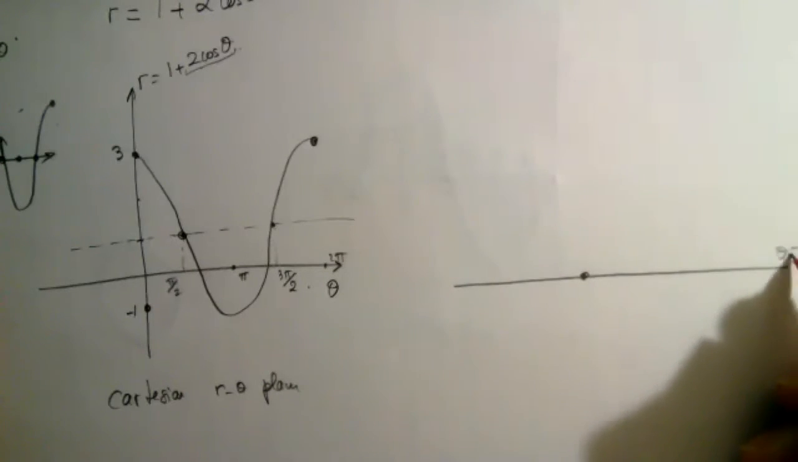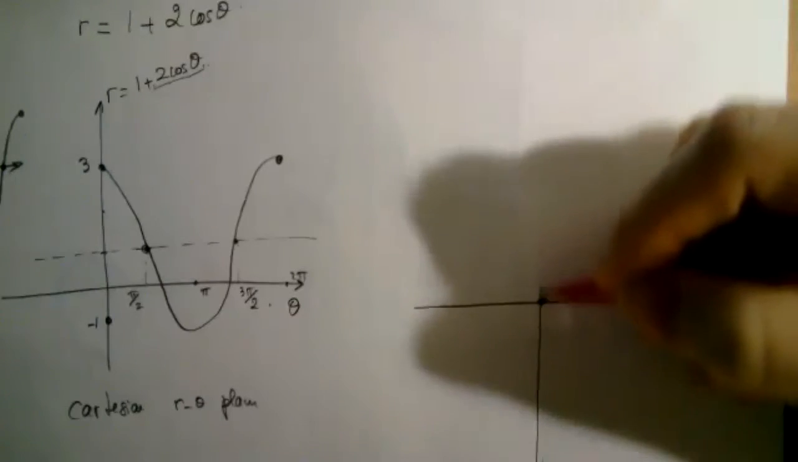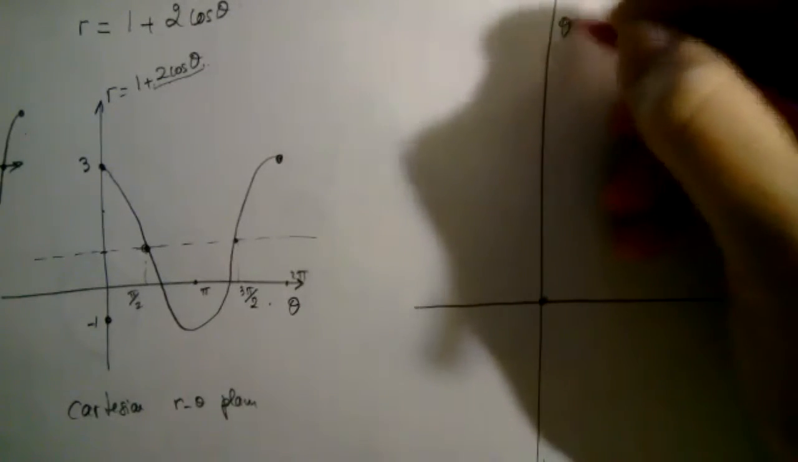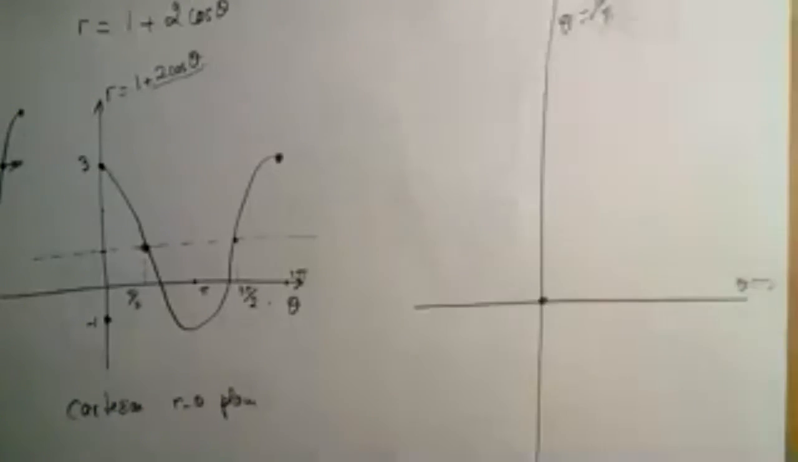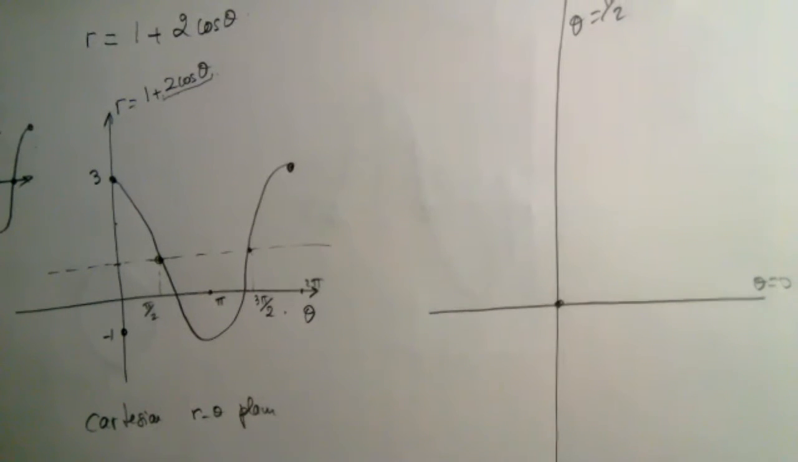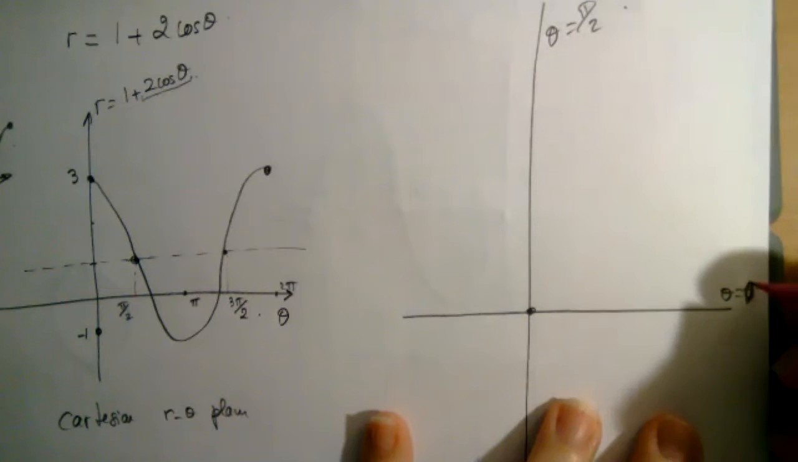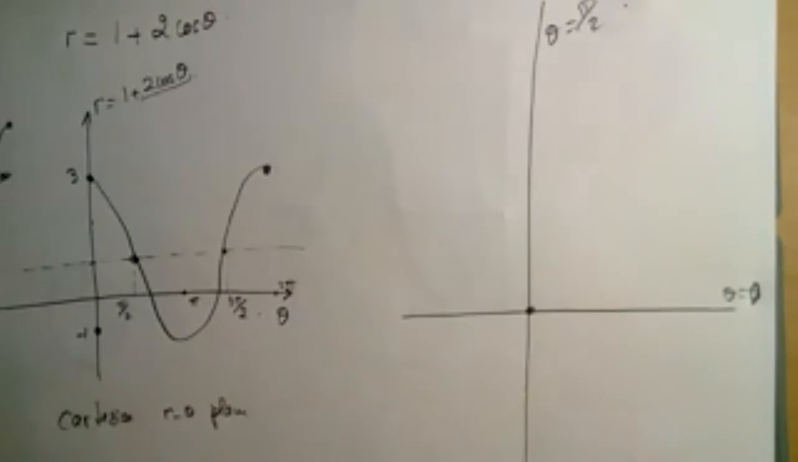So this is theta equals 0. And right here is theta equal pi over 2. Okay, back to you. Which point do you think will play a role in the graph? Which value of theta is important? 0 is important, pi over 2, pi, 3 pi over 2.